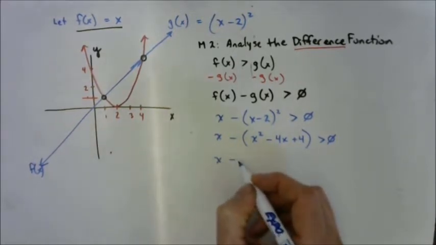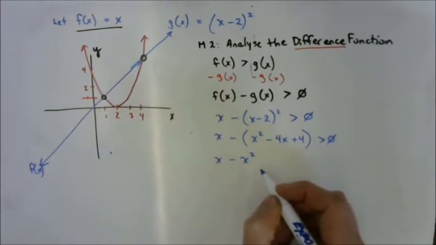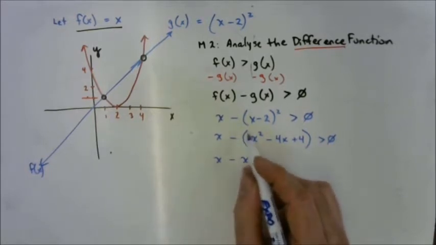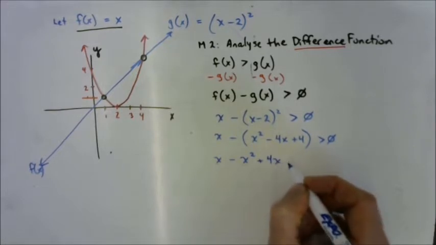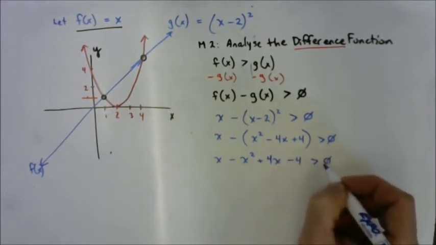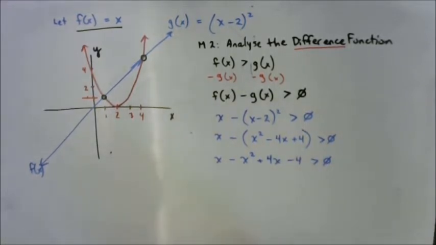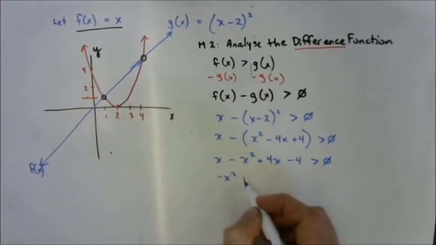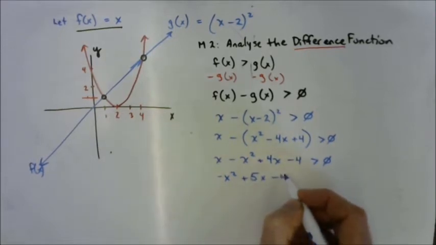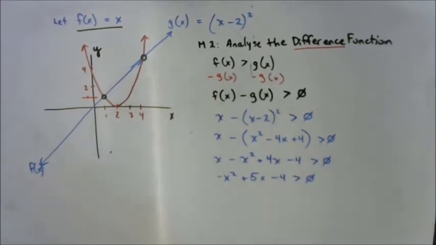Distribute that negative sign to all of the terms in order to get rid of the brackets. So we have negative x squared, we have positive 4x, and we have negative 4. Still all greater than 0. Combine like terms. We have negative x squared plus 5x minus 4 is greater than 0. So now we can work with this and basically just find out for what values of x this difference function is greater than 0.